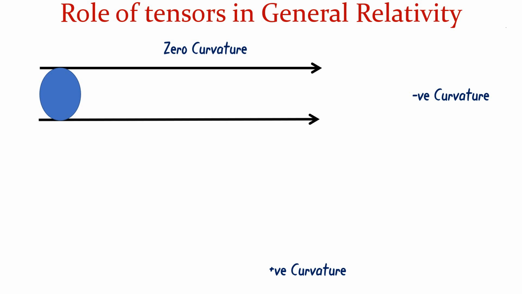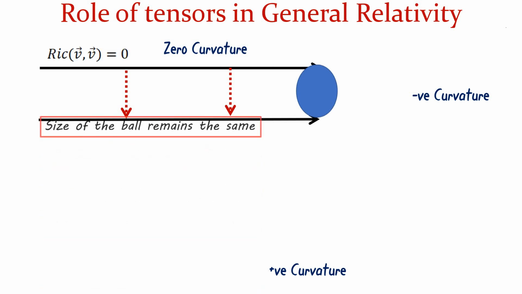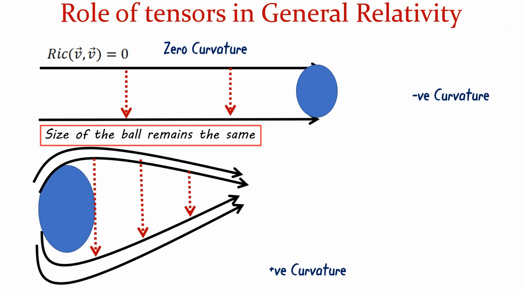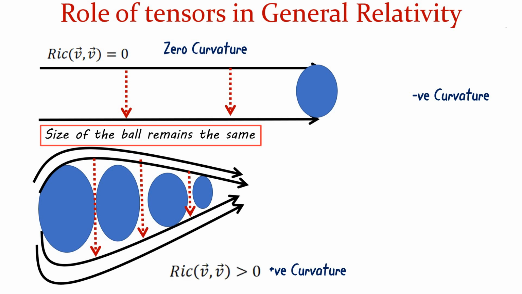Now there is another thing, which is called the role of tensors. This one is the movement when I move directly. It is called zero curvature. The size of the ball remains. This is called a positive curvature. You see, if I take a ball, it shrinks in size. So don't worry about this Ric. I will explain in a later part of the video. This is called the Ricci curvature tensor, which is positive.